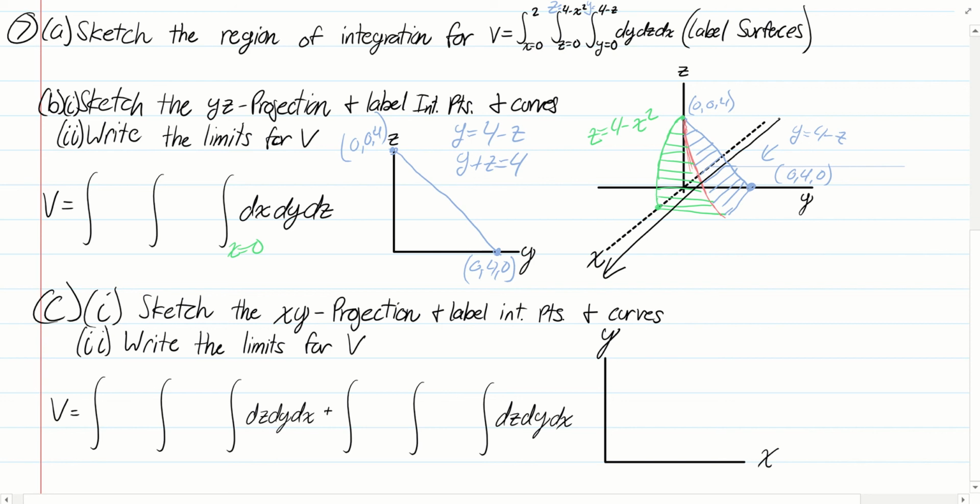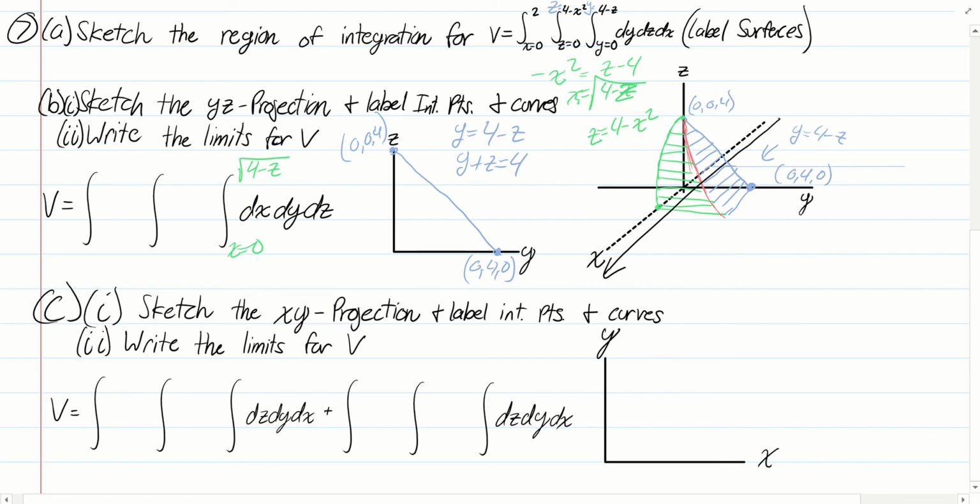And then we exit out that green plane, which is z equals 4 minus x squared. So it's going to be the square root of 4 minus z, because again I have to solve for this in terms of x. So this becomes negative x squared equals z minus 4, multiplied by negative, take the square root, so then I get x equals the square root of 4 minus z.